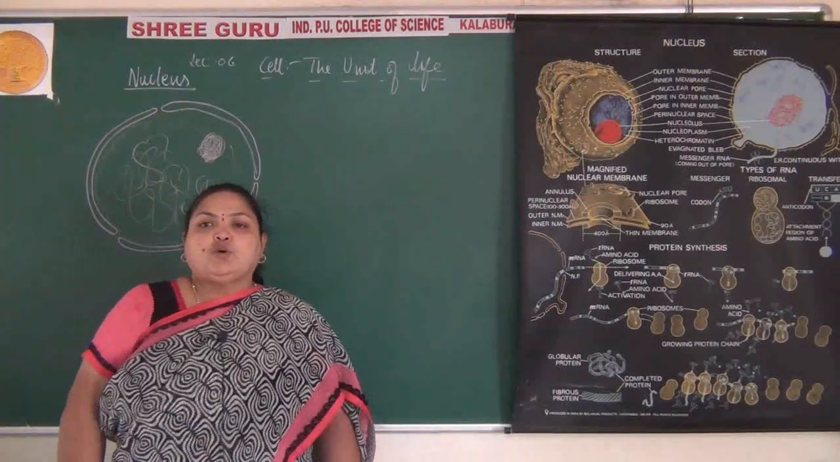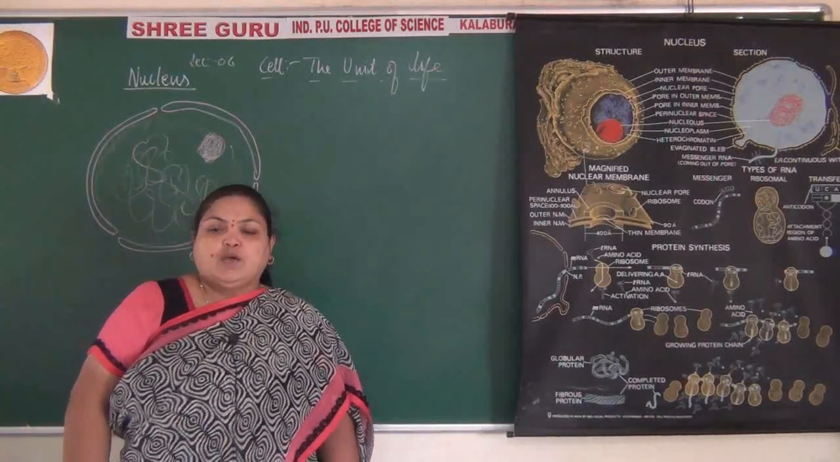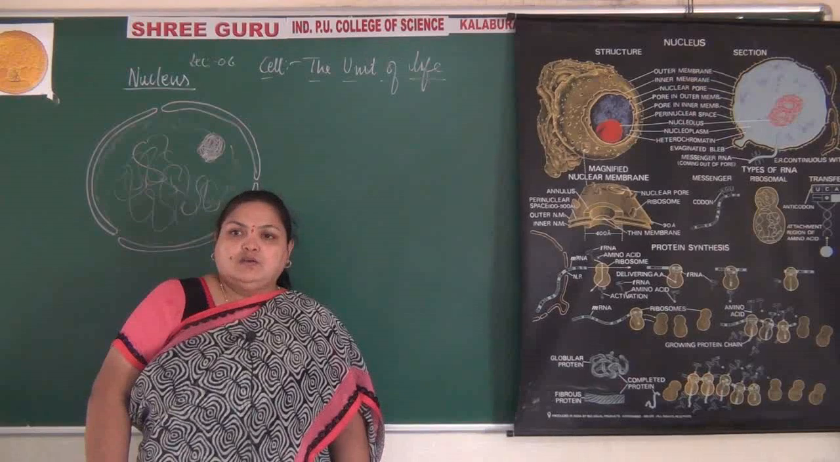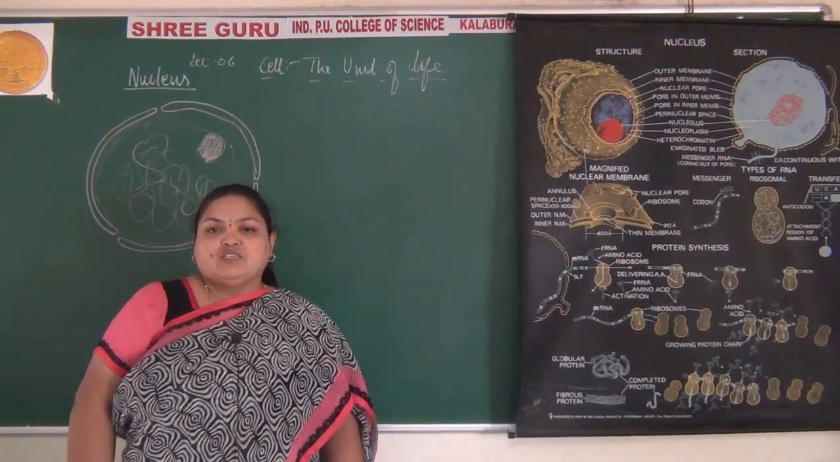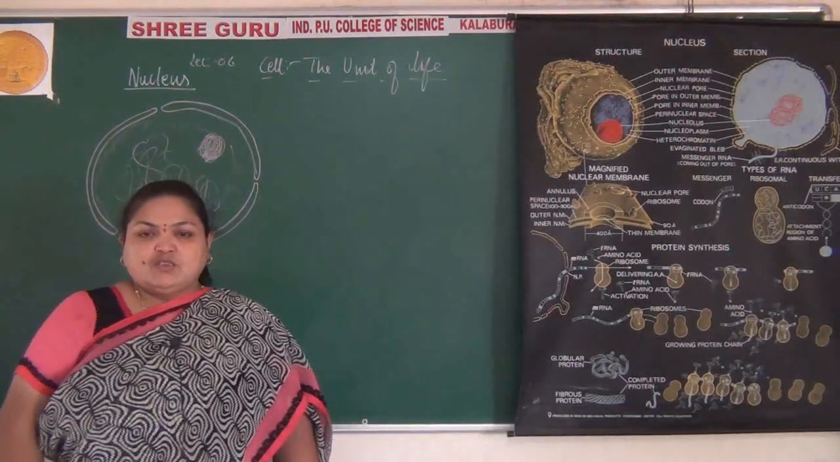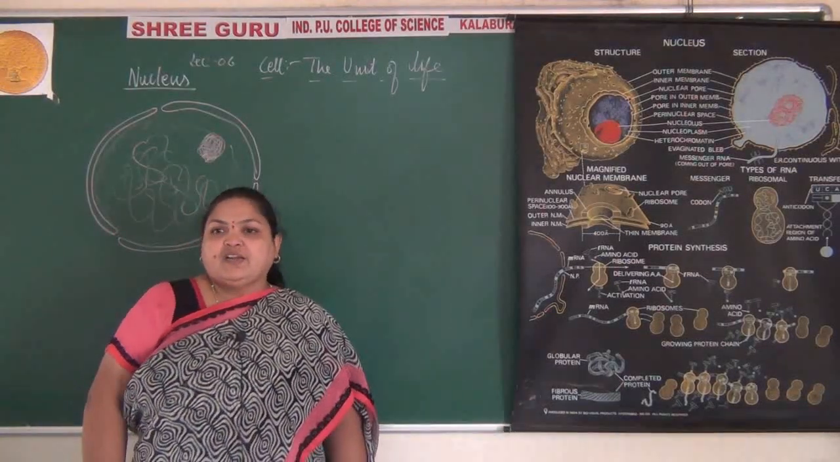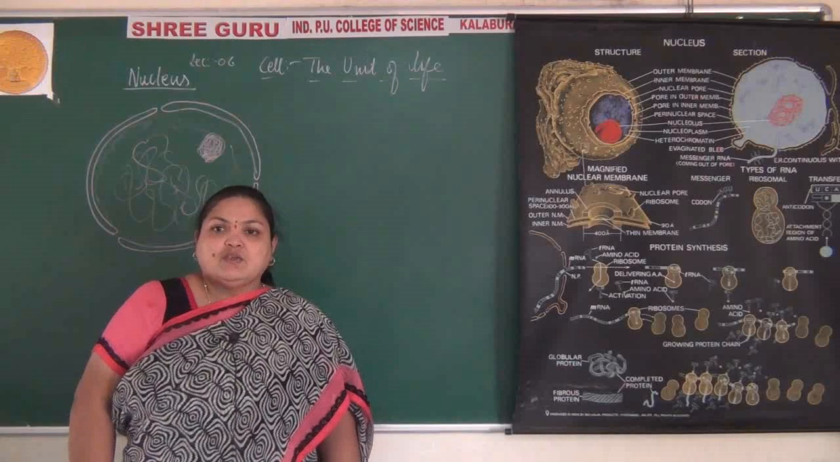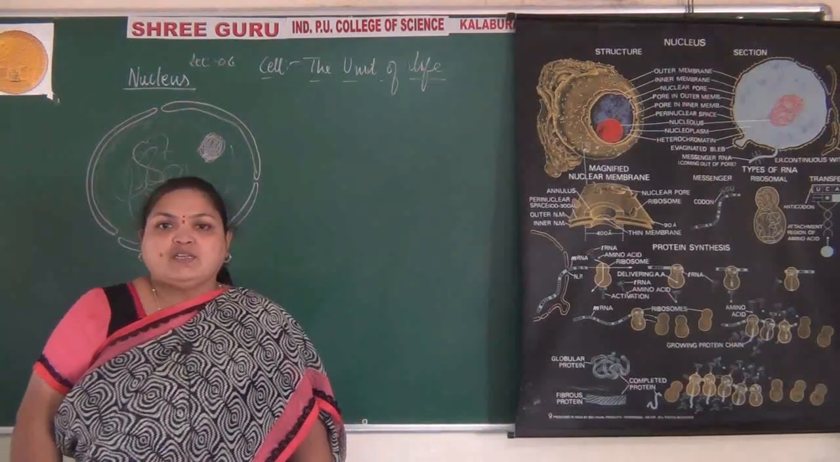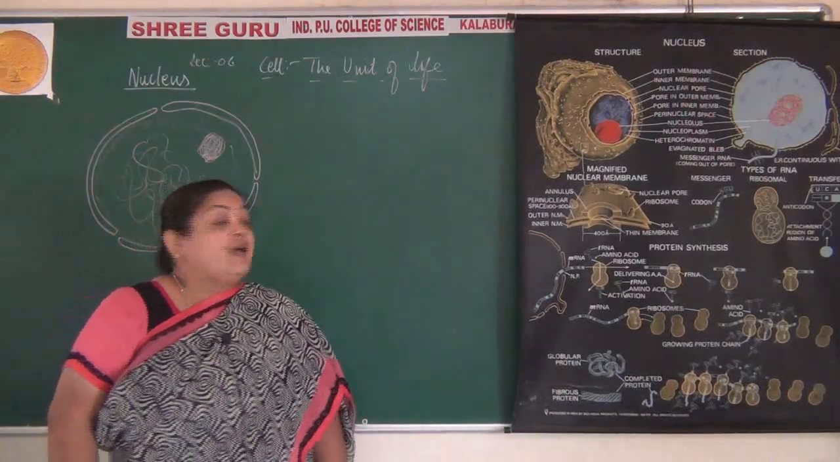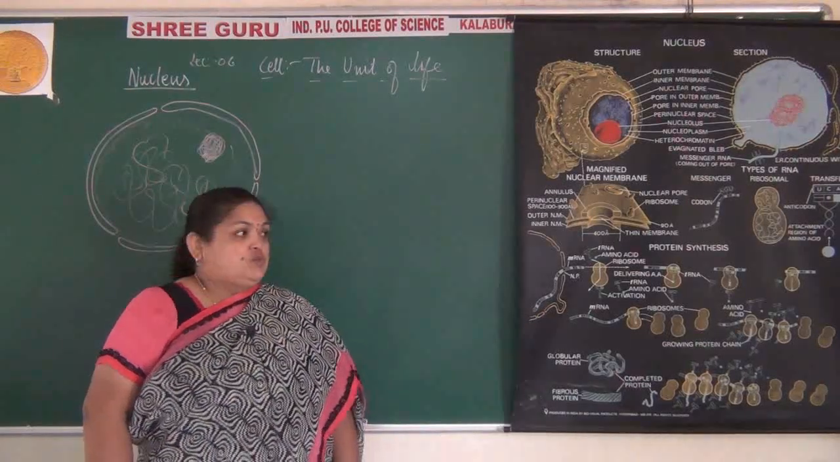Already we have gone through some of the components of the cell theory, and the structures, Golgi complex, endoplasmic reticulum, and why they are included in the endomembrane system. Then we'll go on with the next cell organelles, that is the nucleus and the chromosomes.